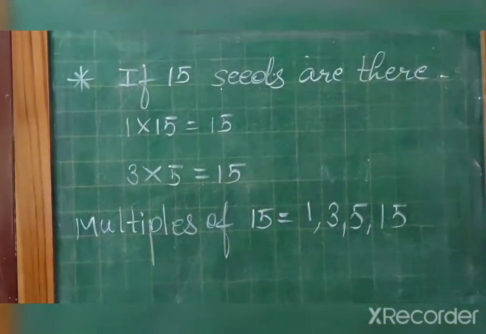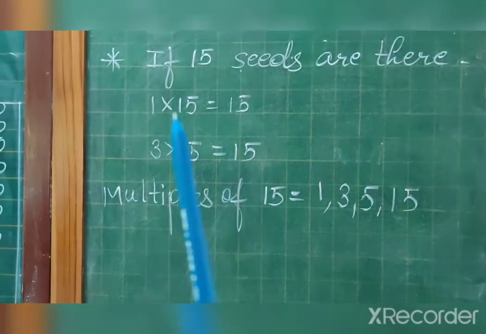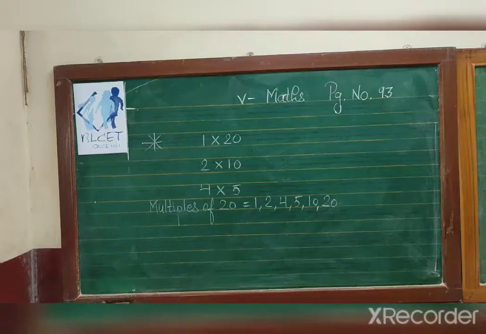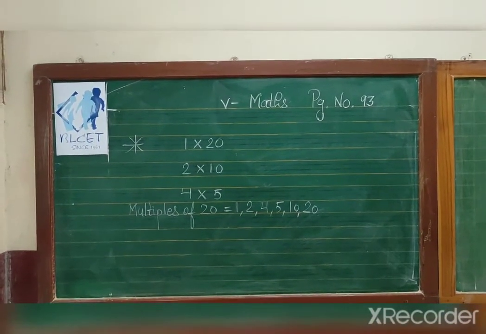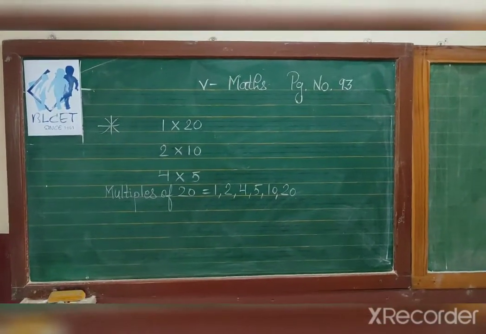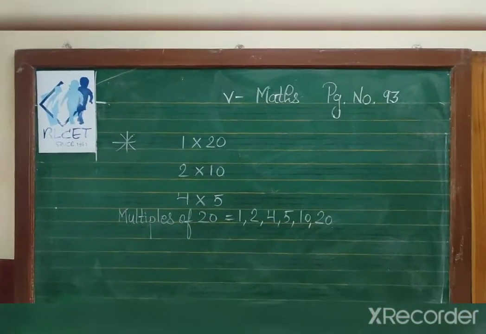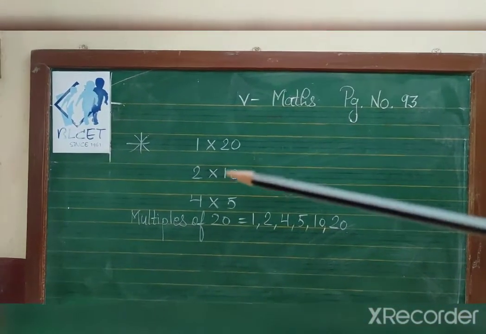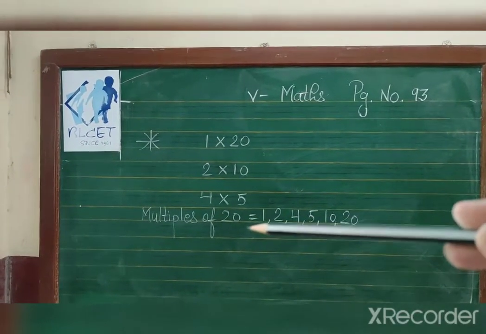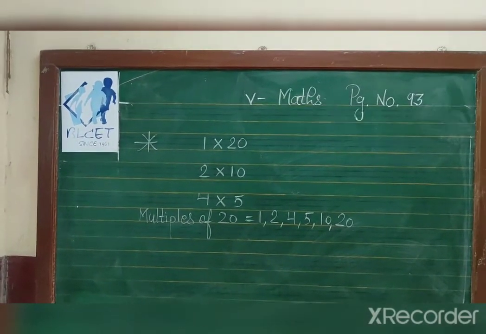Now see here, if 15 seats are there, first we will find the multiples. You can see here 1 into 15 is 15, 3 fives are 15. But for arrangement, now for 20 we will calculate. Now see here, 1 into 20 is 20, 2 tens are 20, 4 fives are 20. Because next number, if you choose 5, so 5, 10, reverse order started. So we will write the multiples of 20: 1, 2, 4, 5, 10, 20.